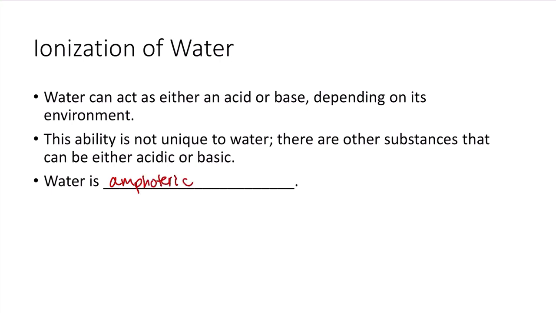Water is amphoteric, which means that when it reacts with itself, one of these water molecules will act as a base. So when one of them acts as the base, it's going to accept a proton and become hydronium ion. And then the other one, since it donated the proton, will become hydroxide.